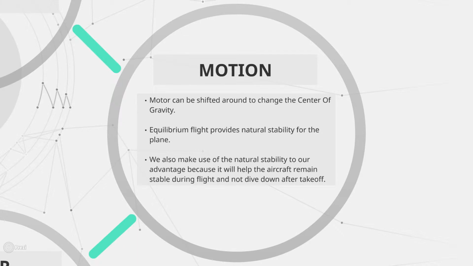For the motion of the plane, the motor can be shifted around to change the center of gravity. Equilibrium flight provides natural stability for the plane. We also make use of the natural stability to our advantage because it will help the aircraft remain stable during flight and not dive down after takeoff.